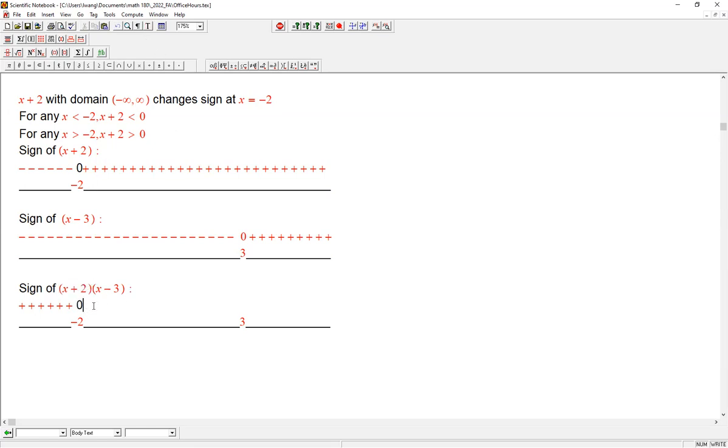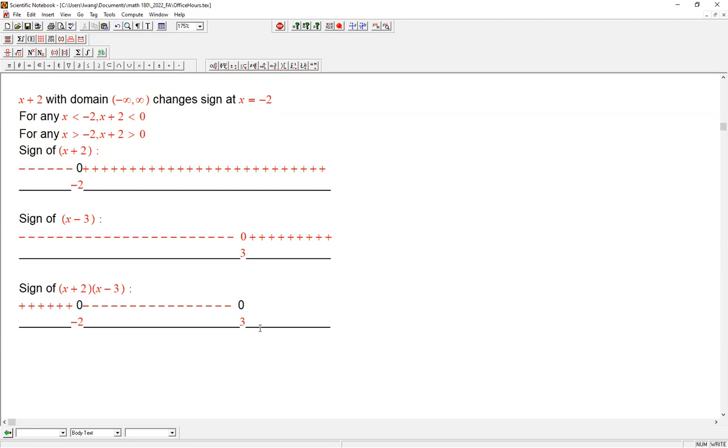Now, when we pick a number between -2 and 3, we end up with positive times negative. So positive times negative is going to be negative. And at 3, of course this time, x minus 3 is 0. 0 times anything is 0. So this is going to be 0.